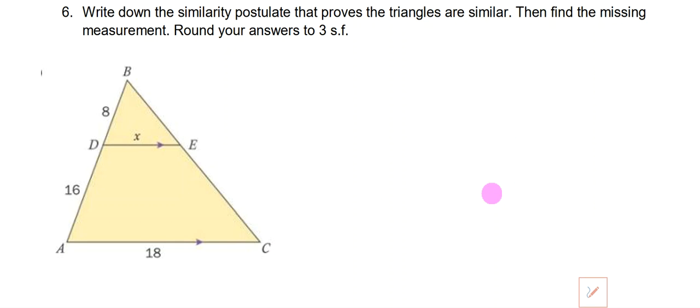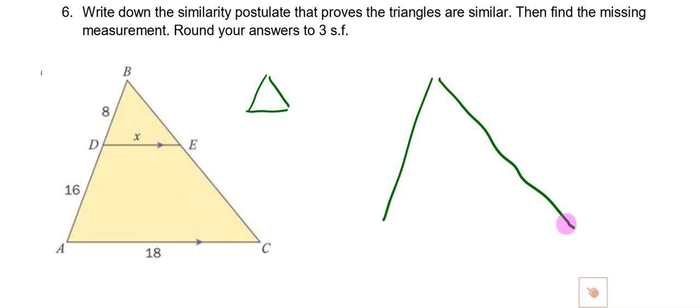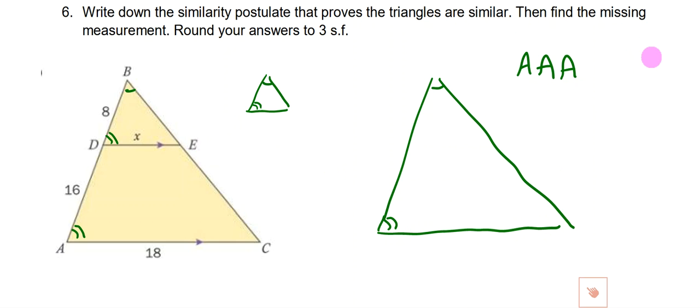Right, this question. Write down the similarity postulate that proves the triangles are similar. Well, in this case, we've got a small triangle and a big triangle. They share that angle up there. This angle is the same as that one, and then this angle is the same as that one. So the postulate is angle, angle, angle.